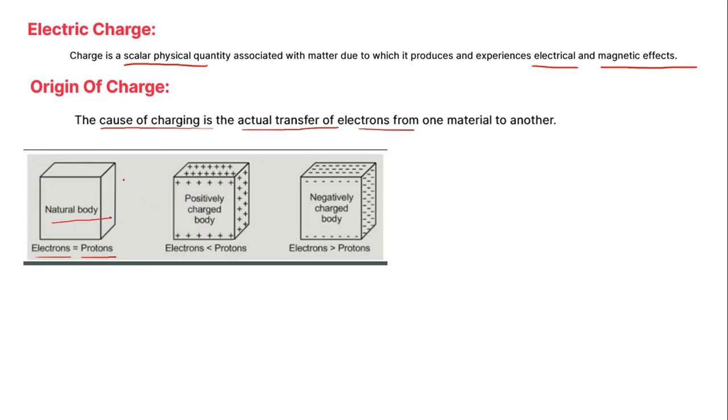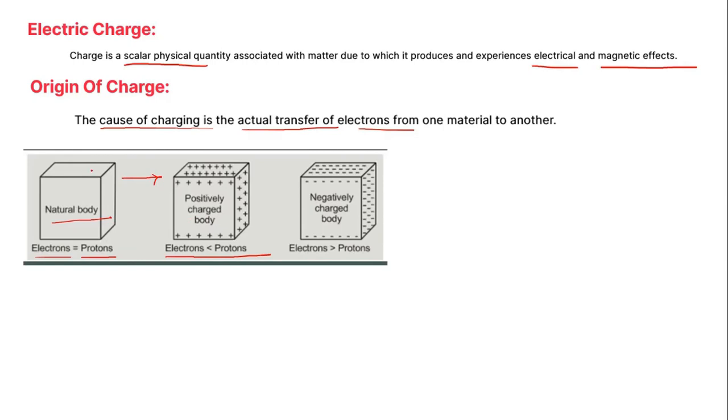But when this neutral body changes to a positively charged body, how can it become positively charged? It is just by donating electrons. So by donating, the number of electrons will always be less than the number of protons. Thus a neutral body can become positively charged. So keep this in mind: whenever electrons are donated, the body becomes positively charged.